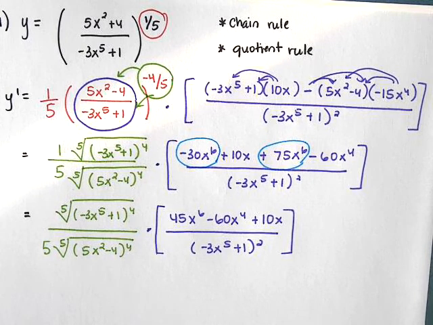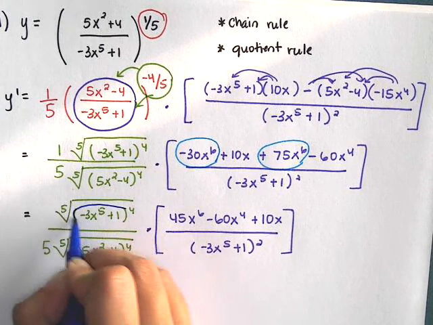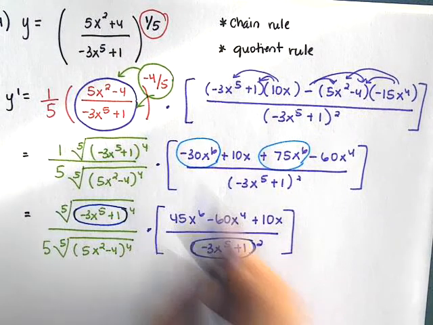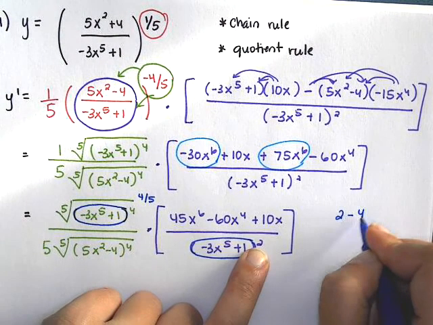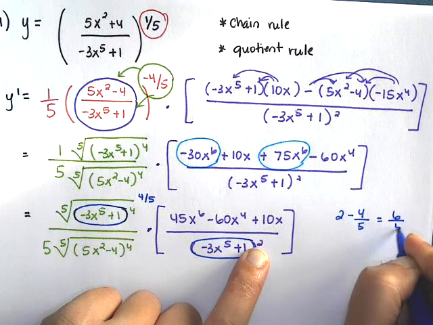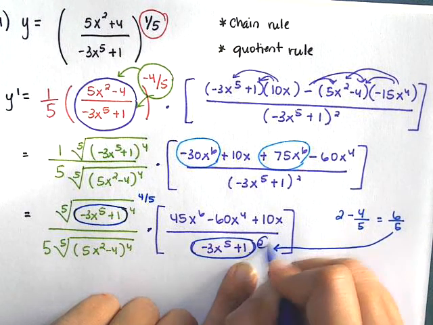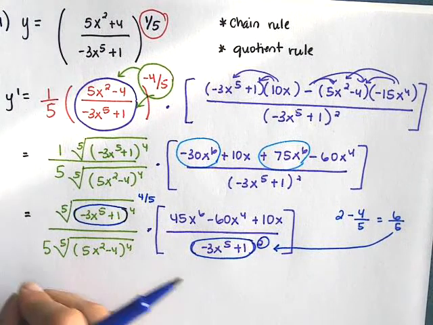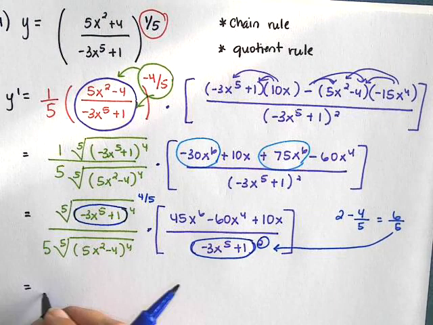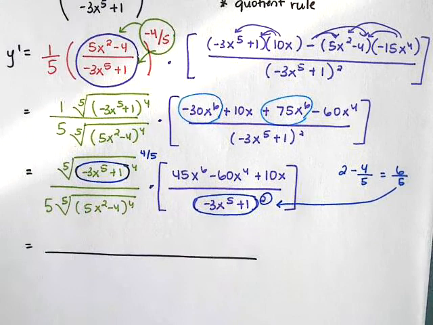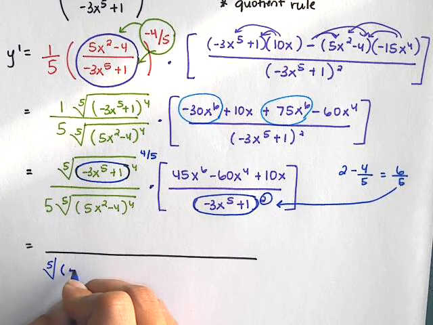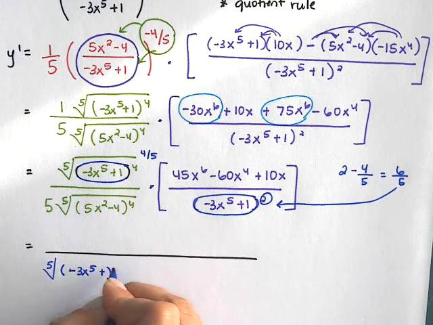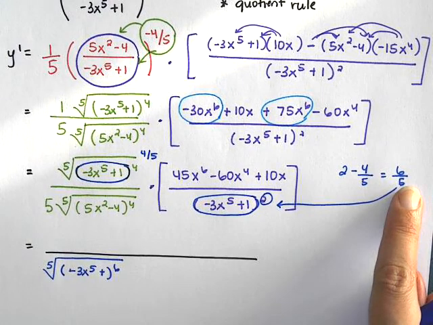Last but not least, I'm going to do the same thing I did in the previous problem. If you'll notice, the inside of this is the same as the inside of this. Now this is really a 4/5 power. So if I take this power, the 2, minus the 4/5, I get 6/5. And it's going to go back on the bottom because the 2 is the bigger number. So I'm going to have the 5th root of negative 3x to the 5th plus 1 to the 6th, because it's the 6/5 power.